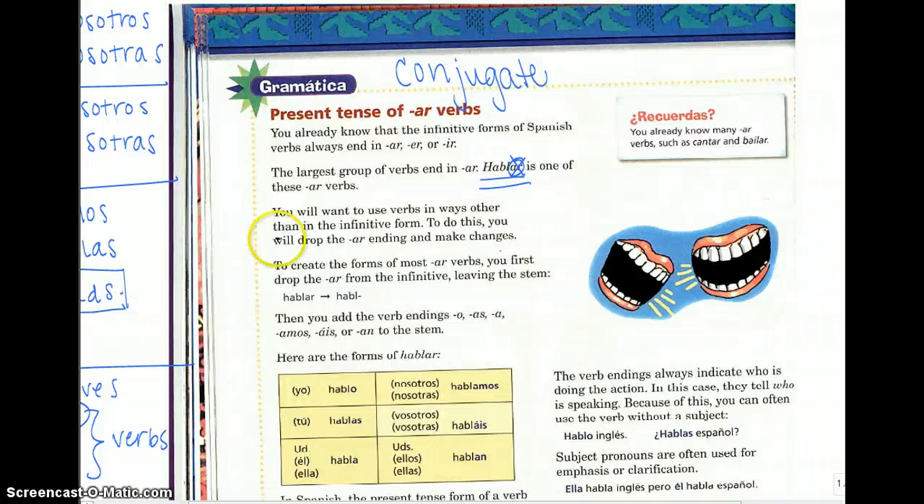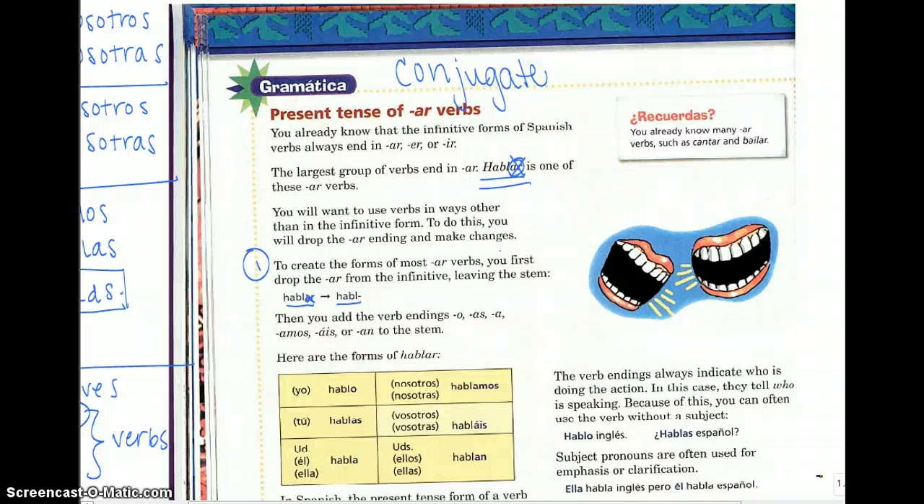So the first thing you do right here is number 1. You're going to create the AR verb form, you're going to drop off the AR from the infinitive. So you're going to have hablar, and you're going to take off this AR, and then you're going to just be left with HABL. So all of your forms are going to start with HABL. And then you just add the endings. And this is where you have to do a little bit of memorizing, but it's pretty easy.